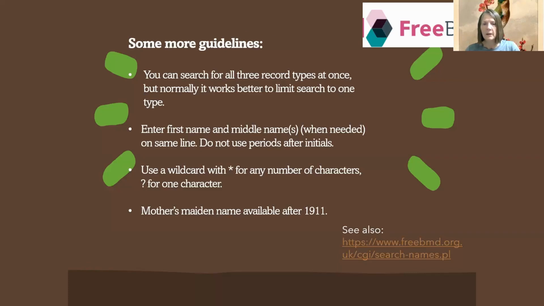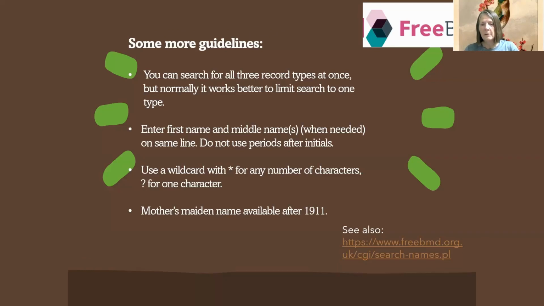Don't use a period. If you want to use a wildcard search, you can put in an asterisk and you can put in a question mark. But the asterisk is for any number of characters and the question mark's just for one. So like if you didn't know if they spelled their name with an A or an O, Tharp or Thorpe, just put the question mark in the middle.